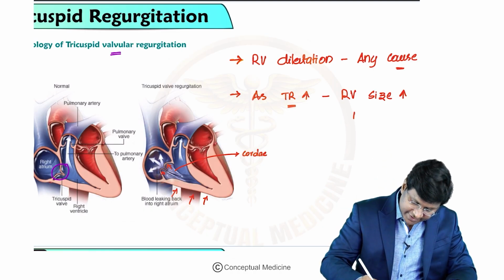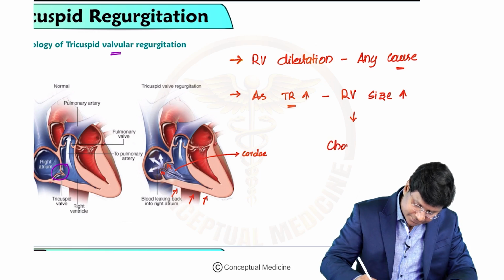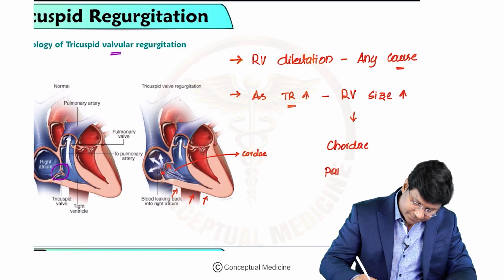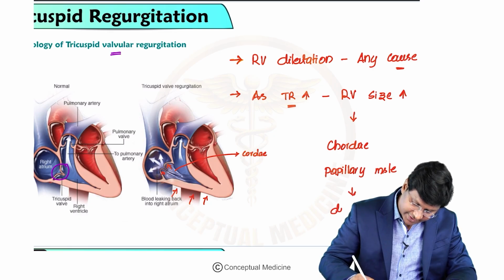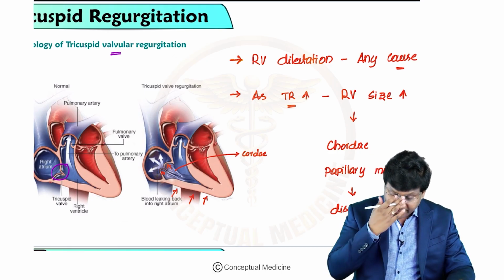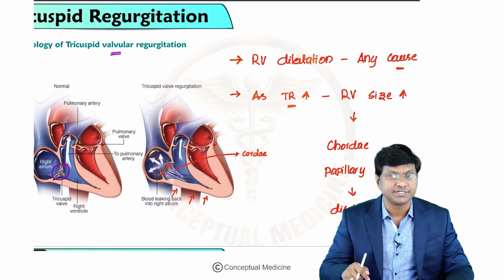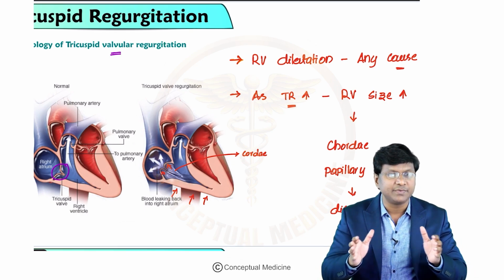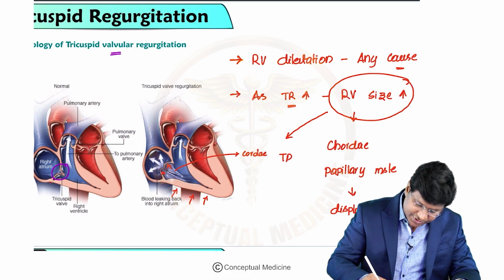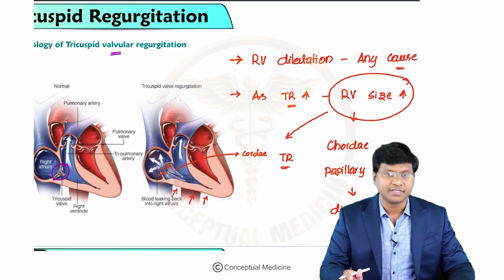So whenever the right ventricular size increases, what will happen to the chordae and the papillary muscles? Both of them can undergo displacement. That is what will happen in tricuspid regurgitation. Whenever the chordae and papillary muscles are displaced, that will cause tricuspid regurgitation. And as the right ventricular size is increasing, the tricuspid regurgitation will further worsen.